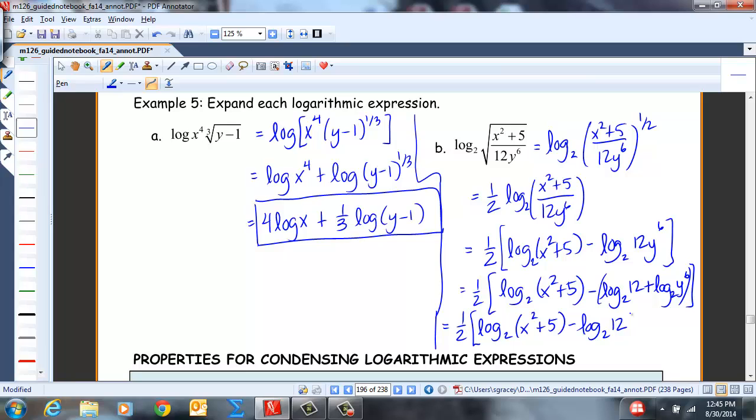There's technically a little more we could do with log base 2 of 12, but we're good at this point. And then we'll have minus 6 times log base 2 of y. And then we'll be all done. All right.